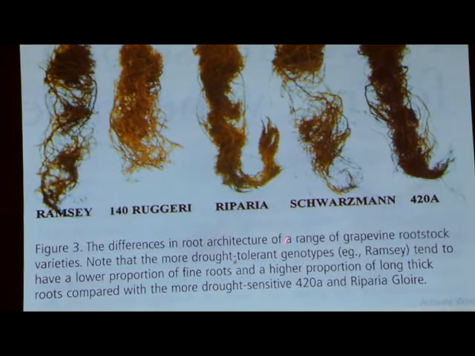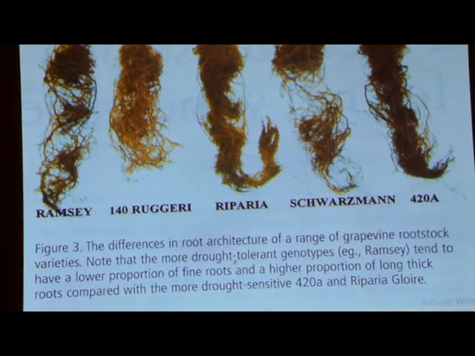The drought tolerant rootstocks like Ramsay or Ruggeri will have very thick roots, and the not drought tolerant ones like Riparia or 10114 again will have a lot of fine roots, so they will be very different. That's why the drought tolerant behavior is very different.